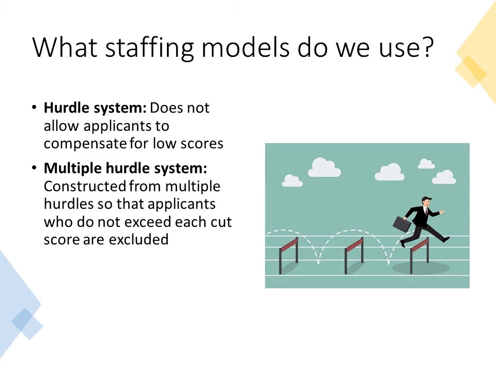We also try to place the hurdles, the tests, in order from cheapest first to more expensive last. An application blank is a standardized resume, and it's relatively cheap to assess. Medical exams, drug tests, even some background checks are saved for the last tests because they can sometimes cost hundreds of dollars. When we create these hurdles, we have to use evidence to choose the cutoff scores.